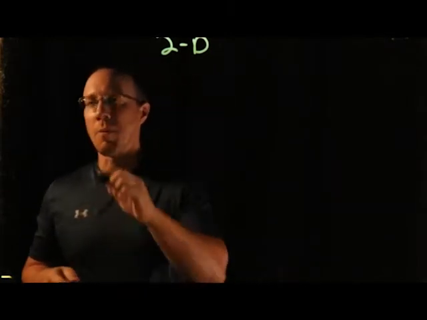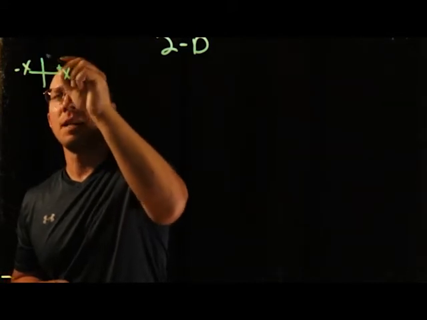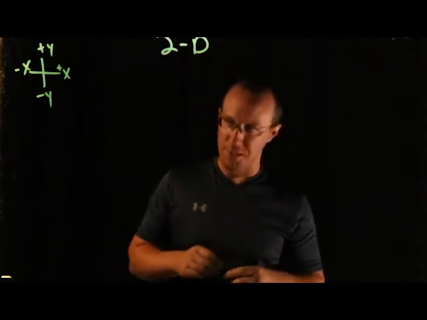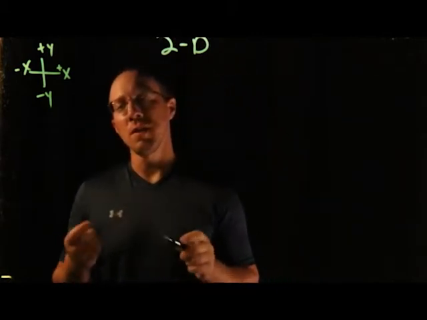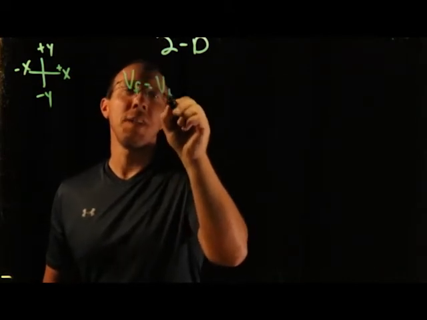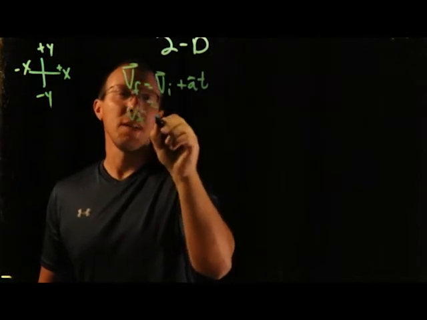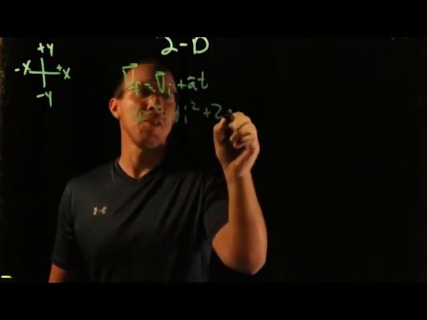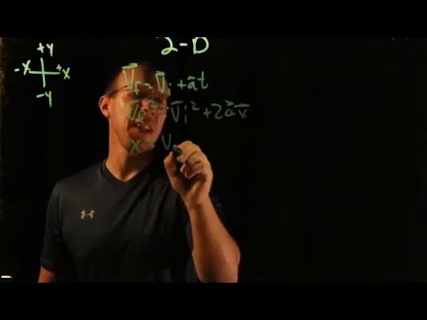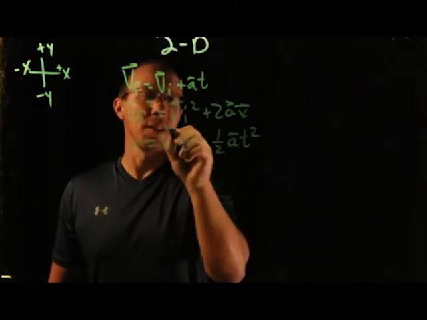So I wrote this before. In the x direction, it's positive this way, negative this way, positive y, negative y. And that's going to be important for us, all right? So our original equations are VF equals VI plus AT, VF squared equals VI squared plus 2AX, and X equals VIT plus 1/2 AT squared.